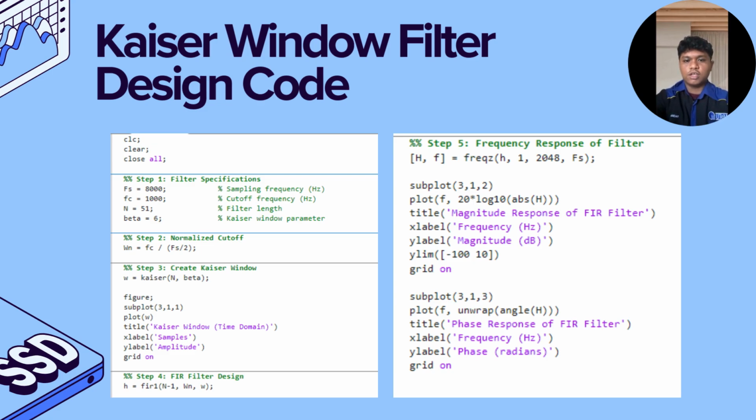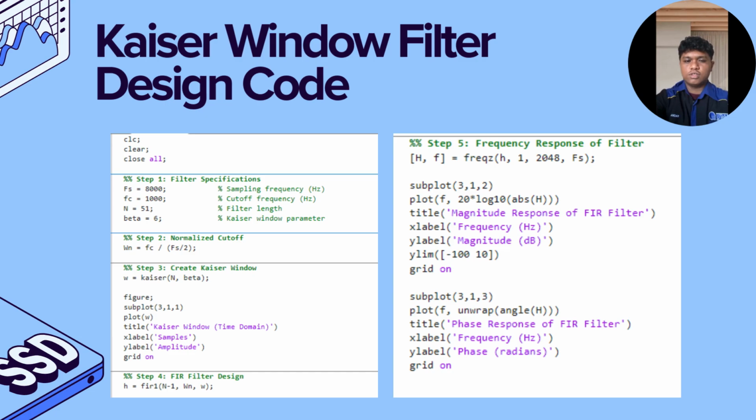Now let's move to the practical part, which is designing an FIR filter using the Kaiser window in MATLAB. First, we define the sampling frequency, which represents how often the signal is sampled per second, and the cutoff frequency, which determines the highest frequency we want to pass through the filter. Next, we define the filter length, which impacts how sharp the filter transition will be, and the beta value for the Kaiser window. After that, we normalize the cutoff frequency by dividing it by half of the sampling frequency.